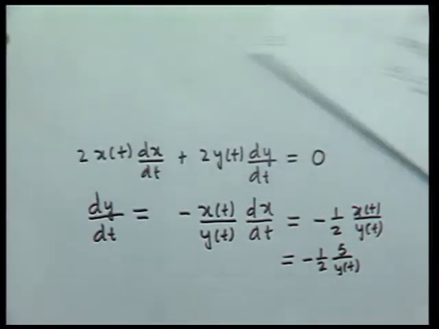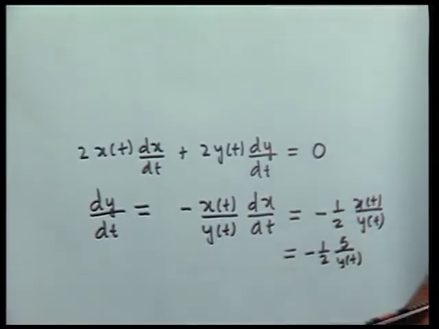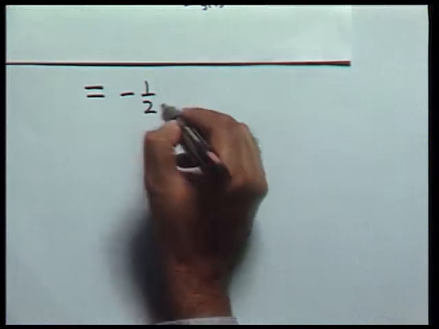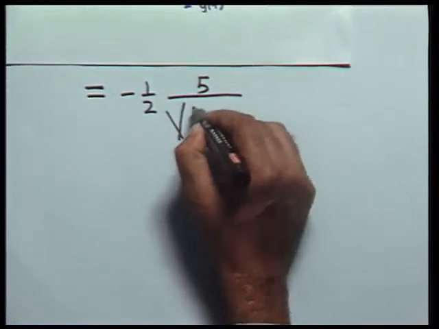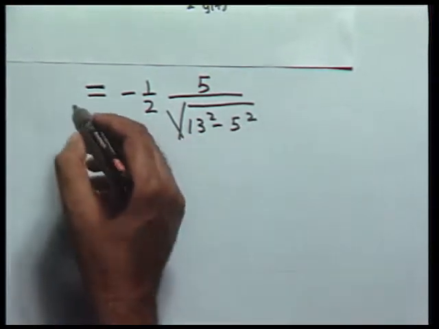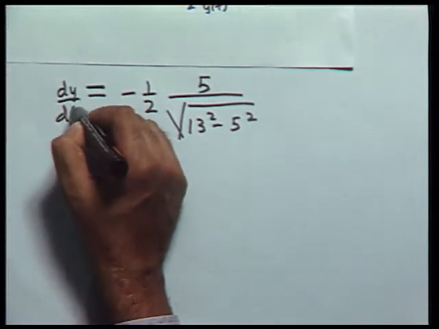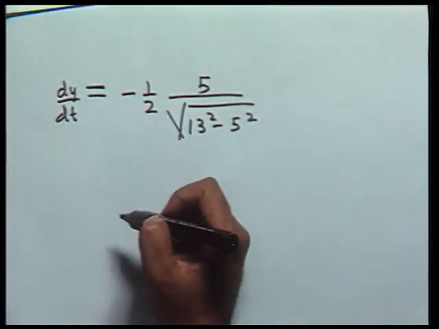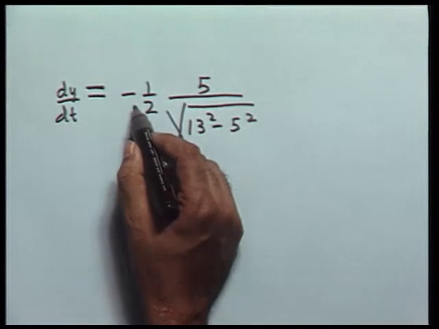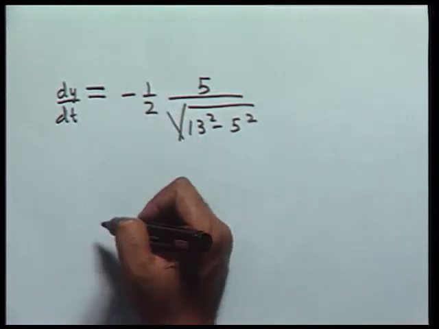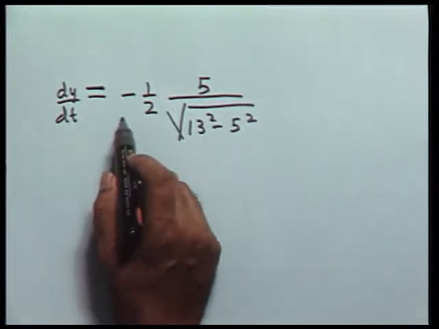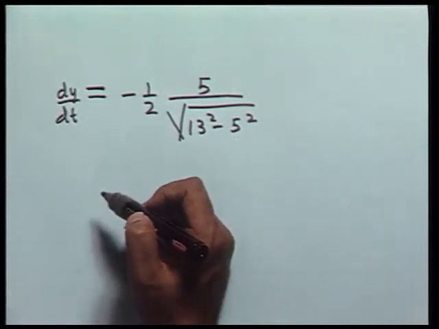Let us just simplify this a little bit more by the use of Pythagoras' theorem. This is equal to minus half 5 upon under root 13 square minus 5 square. And remember, this is nothing but dy by dt, and that is what you needed to find. I'll leave the simplification of this for you, but you have the answer over here. In fact, it's just a question of rewriting this. The negative sign, by the way, denotes the fact that the ladder is descending towards the origin. We will discuss this later when we discuss increasing and decreasing functions. For the time being, just take it the way I have mentioned it to you.